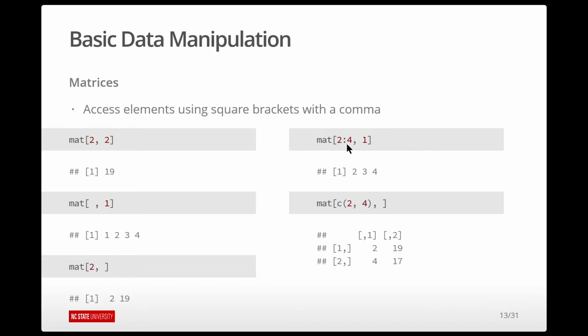And you can do all the same kind of things that we did with vectors. So here I'm saying 2, 3, and 4, so the second, third, and fourth rows, and the first column only. So that returns there.